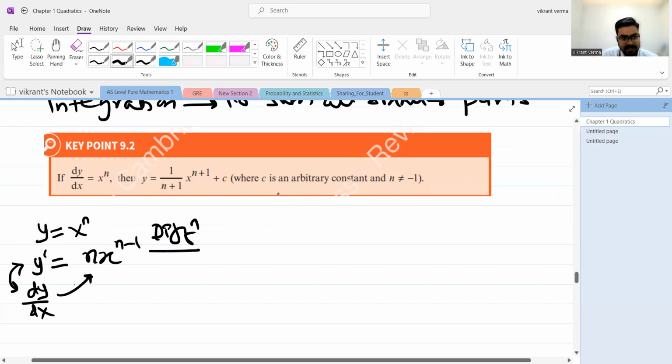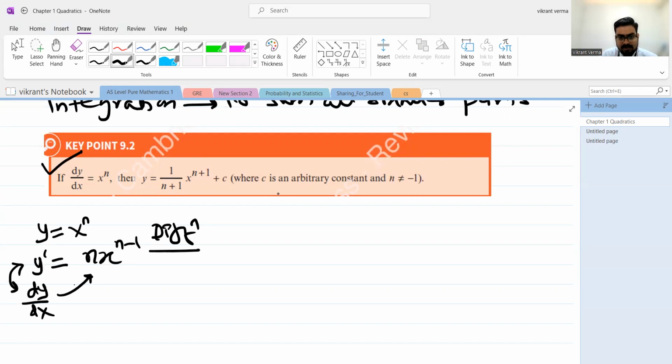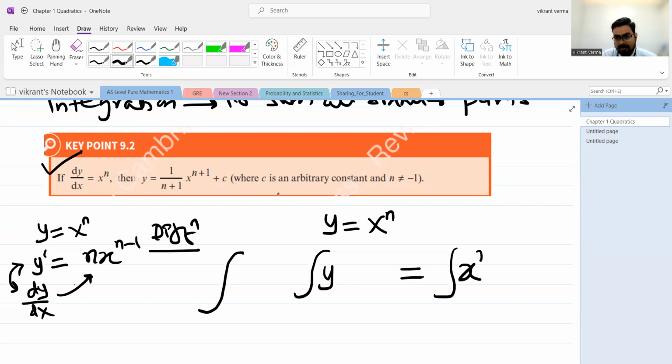Okay, but for integration we have something else, and it is this formula. Okay, that if you have y is equal to x raised to the power n, then if we want to find the integration of this, what I will do here, I will actually apply the integral sign, and the integral sign is like this. So I will apply the integral sign on both of the sides. So integral, okay, so I am showing you rough steps to perform the integral here.